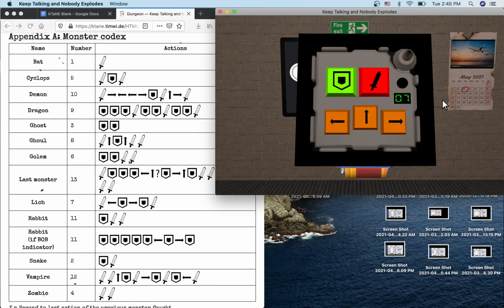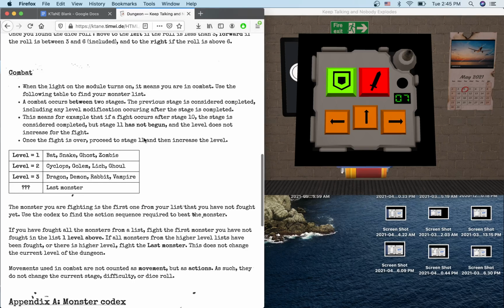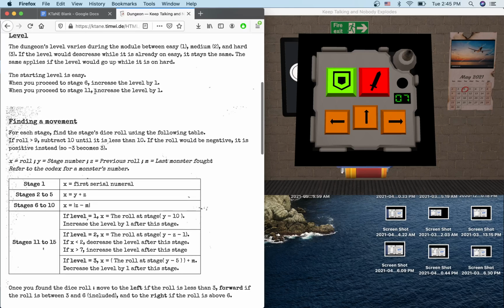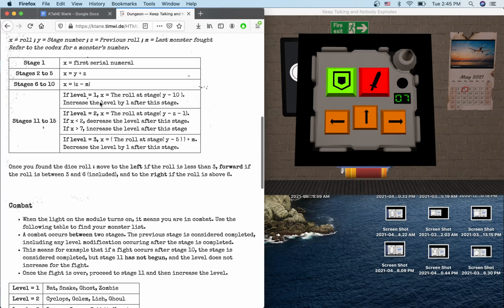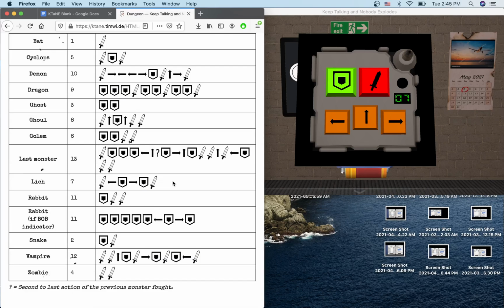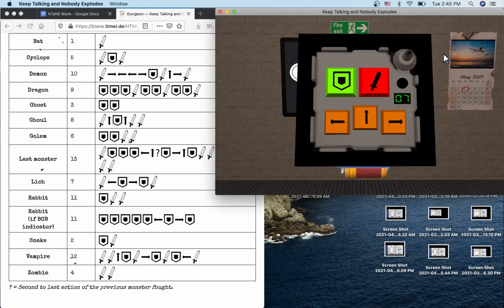I think you have a good sense of the way the module works. There's not really any quirks other than that. Knowing how the levels change is basically the main thing that can trip you up. And, yeah, that's all there really is to this quite fun module, if a bit long.